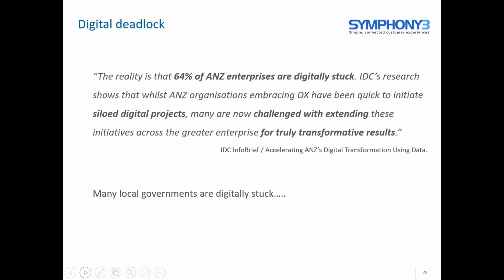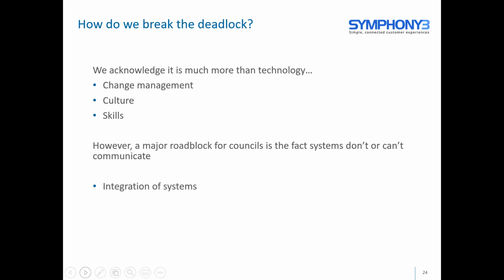So I guess the question is, what do we do about it? Today we've got a technology lens on, but really what we must acknowledge is that digital transformation obviously changed management, changing culture, and acquiring new skills is really important. However, you can't get rid of the technology as well, and we know that a major roadblock for councils is the fact that their systems don't or can't communicate. So integration of systems is the way, and one of the key ways of being able to break this deadlock.